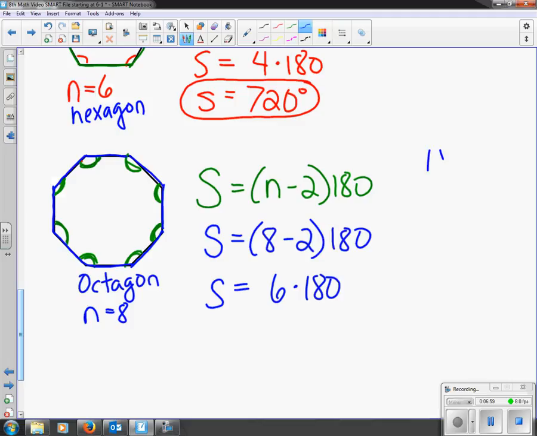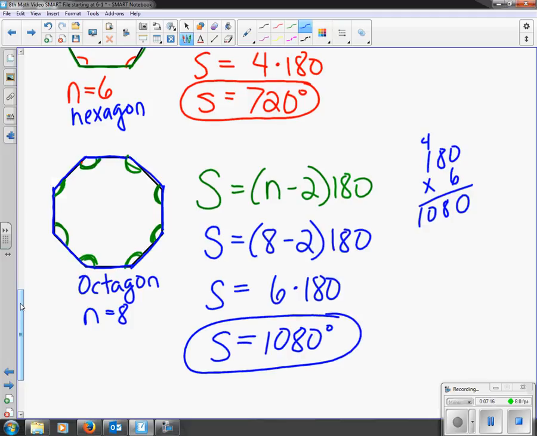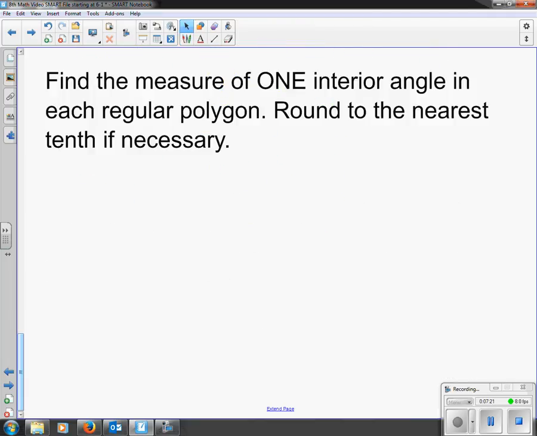So again, you do this on the side. I don't need to see this. Okay, so the sum, when you add up all those angles inside there together, you get 1080 degrees.